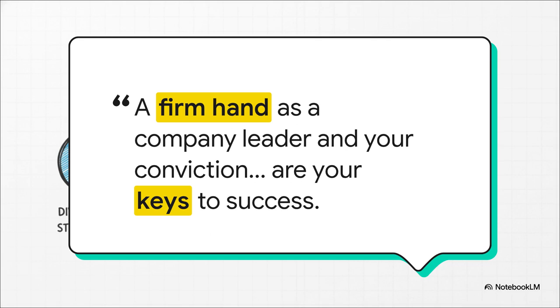As the source material plainly states, a firm hand as a company leader and your conviction about your strategy are your keys to success. When an organization is vast and heavily divided, structural chaos is a natural threat. The absolute necessity to counter that chaos is a leader's personal conviction. Once a leader truly understands how their divisional structure simultaneously regulates and hampers strategic management, they can improve their ability to drive change. But it requires a firm hand to guide the ship.